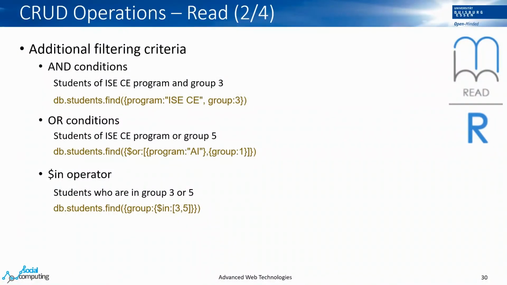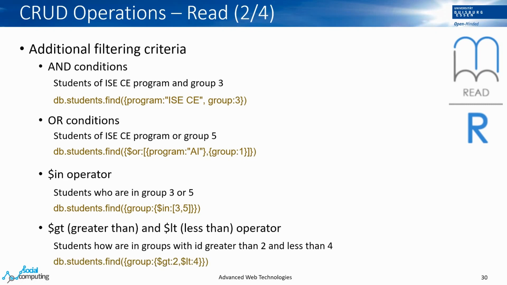There is another operator, the $in operator, we can use to specify a list of values for which we need to get the data. For example, we say we need to get the users who belong to group 3 or 5. So group $in 3 comma 5, what this will do is list all the students who are in group 3 or group 5. So this way you can assign multiple values to the same attribute.